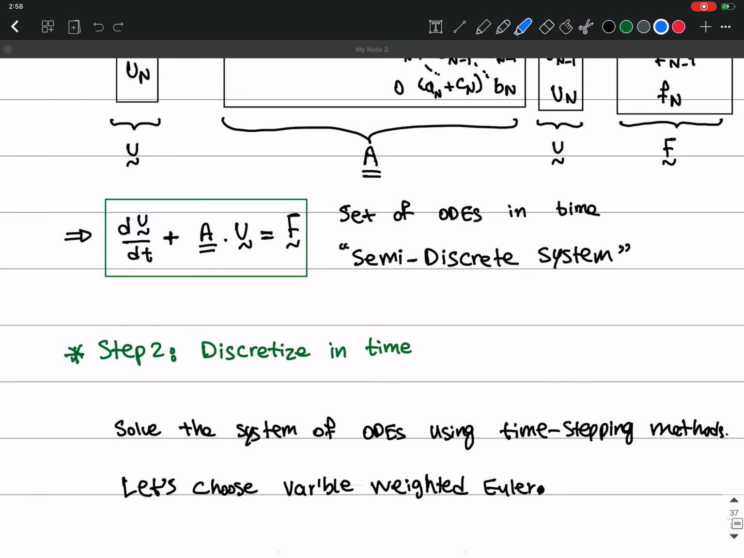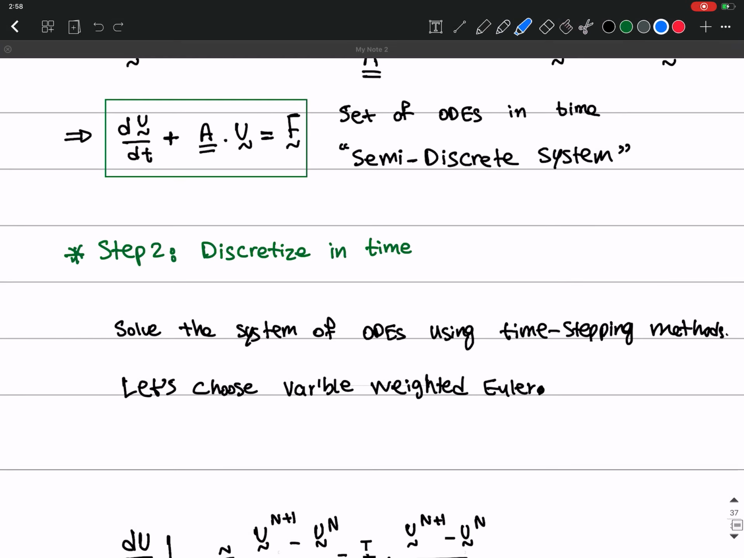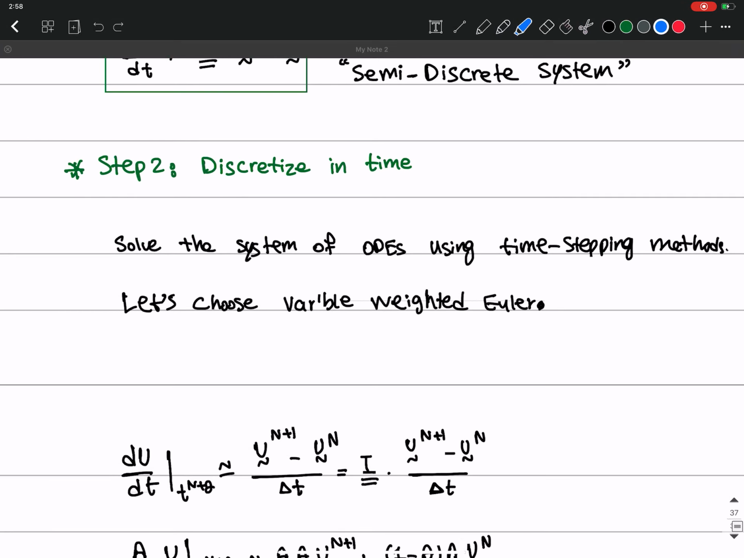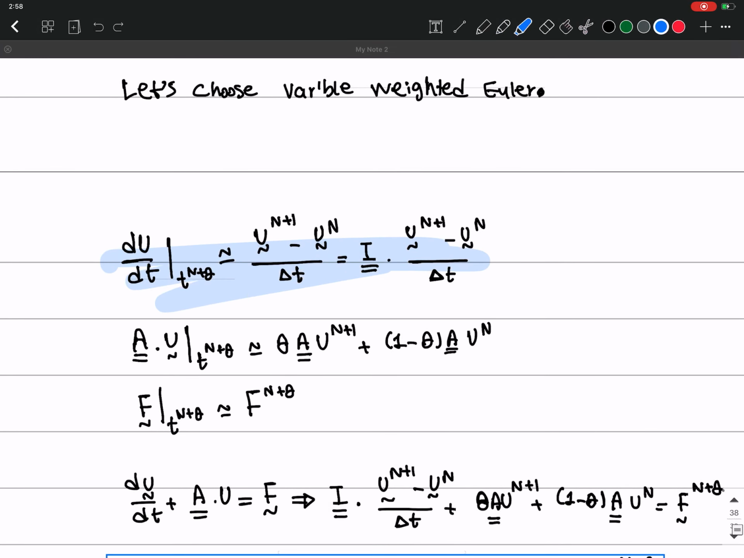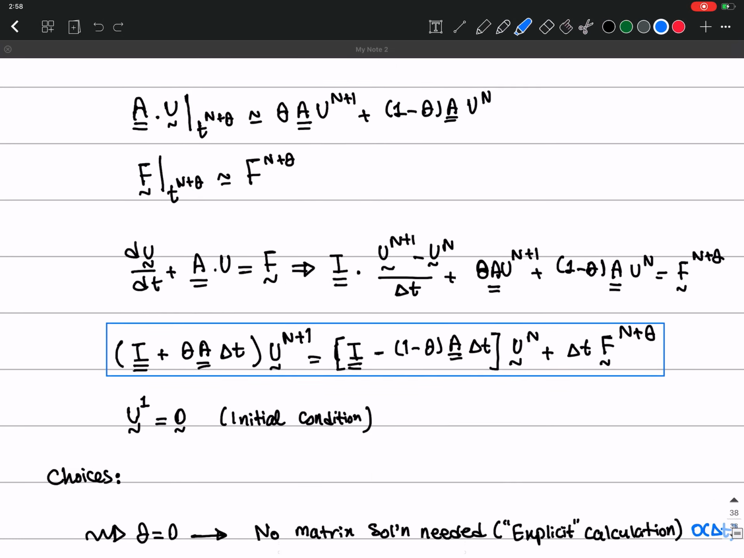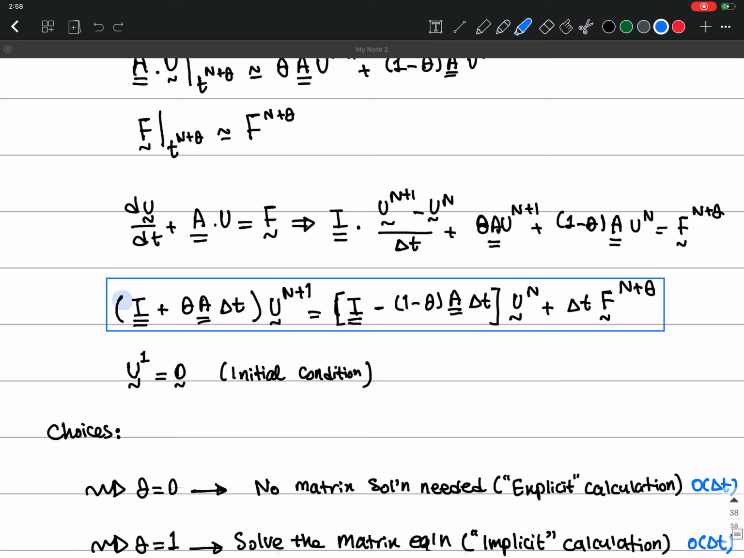So then we went to the second step, where we discretized it in time. We solved this system of ODEs by using time stepping methods, and for that I used a variable weighted Euler method, which is shown here. And then we finally got to our final fully discretized system for the partial differential equation, both in time and in space, with this initial condition.